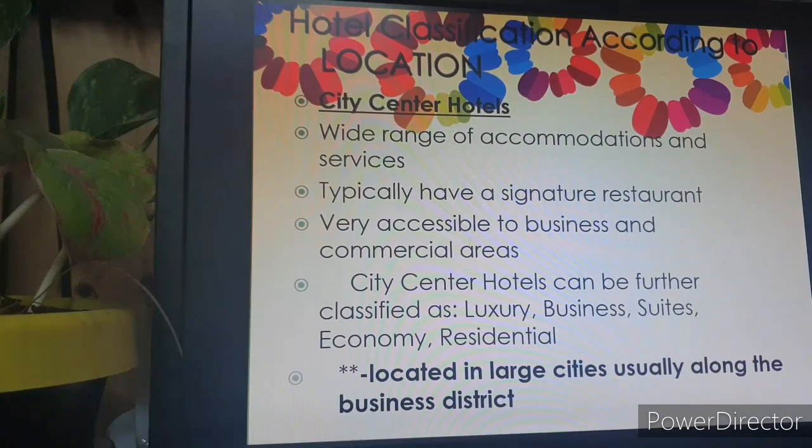So number 1 is the city center hotels. Wide range of accommodations and services, usually located in large cities and along the business districts. Typically have a signature restaurant, mainly cater to business travelers, or capable of hosting large conferences. Very accessible to business and commercial areas. And of course, city center hotels can be further classified as luxury, business, suites, economy, or residential. Okay, so don't forget that they are located in large cities, usually along the business districts.